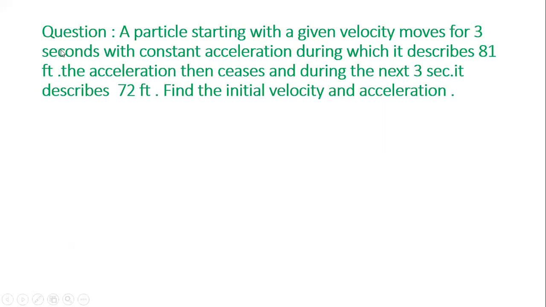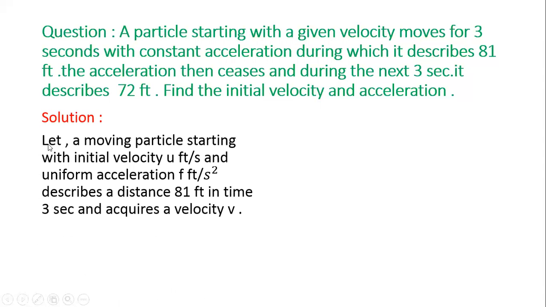Now we discuss another problem. A particle starting with a given velocity moves for 3 seconds with constant acceleration, during which it describes 81 feet. The acceleration then ceases, and during the next 3 seconds, it describes 72 feet. Find the initial velocity and acceleration.